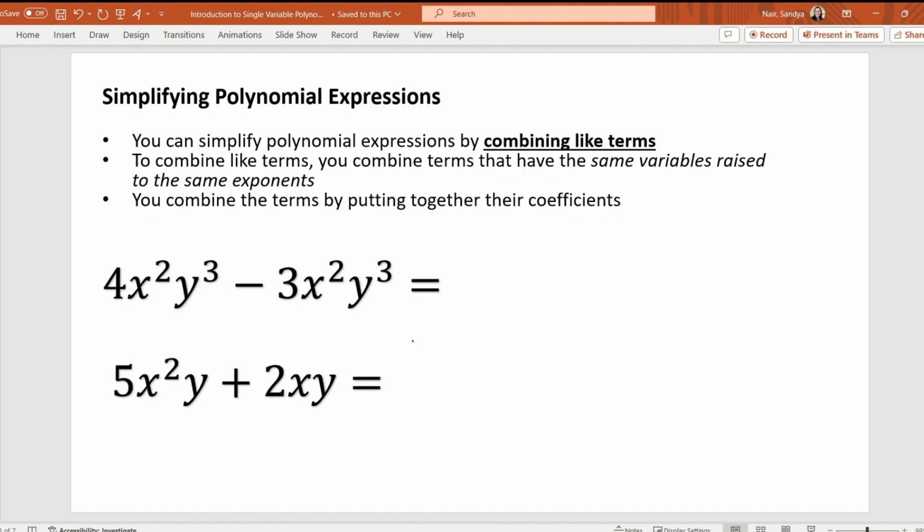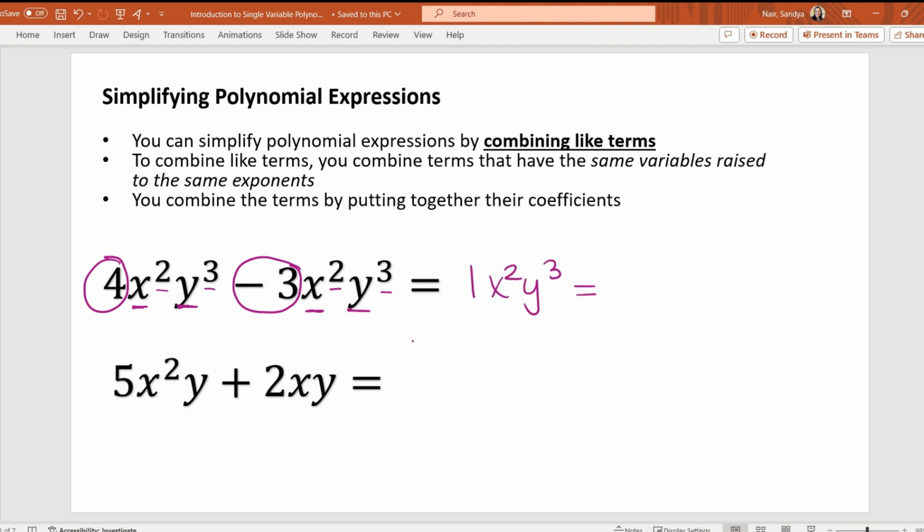When you're simplifying polynomial expressions, you can simplify them by combining like terms. When you combine like terms, you combine terms that have the same variables raised to the exact same exponents, and you combine the terms by putting together their coefficients. For example, if we have 4x squared y cubed minus 3x squared y cubed, notice that I have the same variables and the same exponents. This x has a square on it, and both of these y's have a cube power on it. So we can combine this by combining the coefficients. We can do 4 minus 3, which gives us 1. So we have 1x squared y cubed.